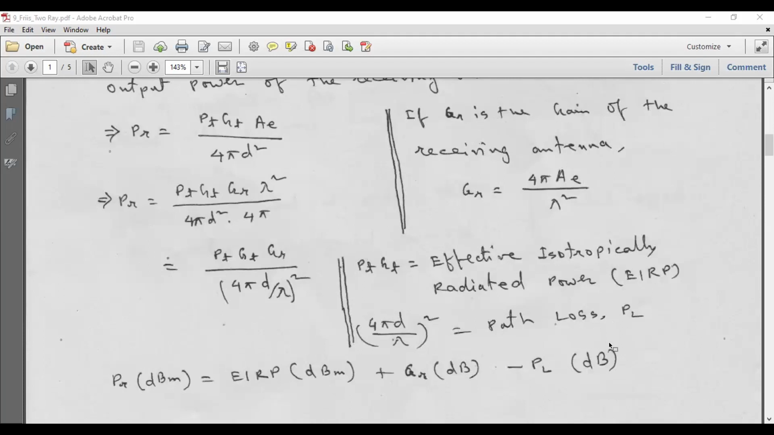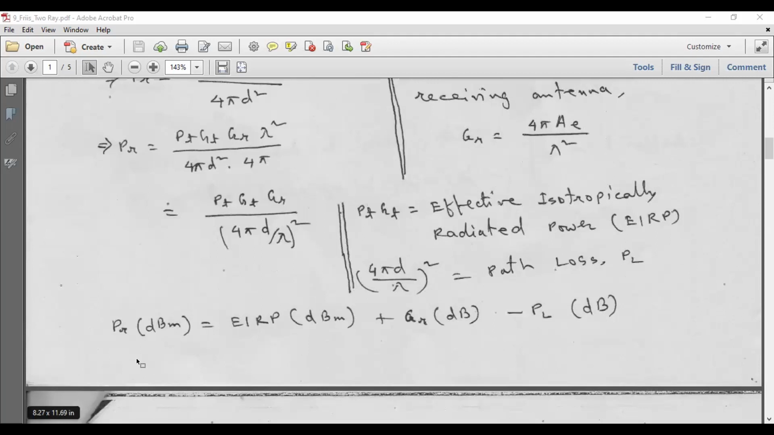Now, engineers commonly want to use the dB term. In dB, you take the base 10 log and then you multiply by 10. But please give me a second, I'll write on the writing pad.